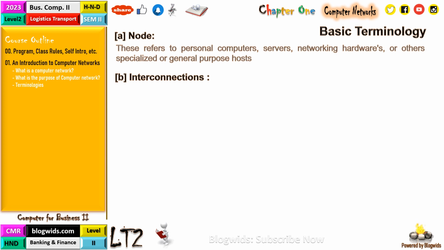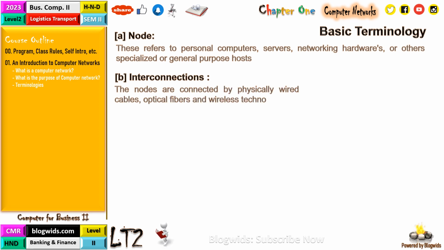The next is interconnections. For something to be a network, there must be connections. Like when you are being hotspotted on a phone, you're sharing from that network, okay? So the connection there is wireless. With this, we are going to look at wired connections, wireless connections, and optical connections. So the nodes are connected by being physically wired, using physically wired cables. Equally, optical fibers can be used for the connections as well as wireless technology. So there are three modes of connections. The first mode is physically wired, the next one is optical fibers, the next is wireless technology.